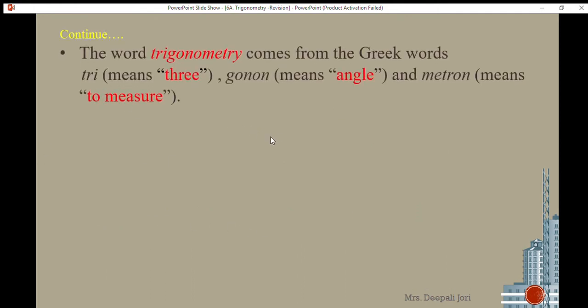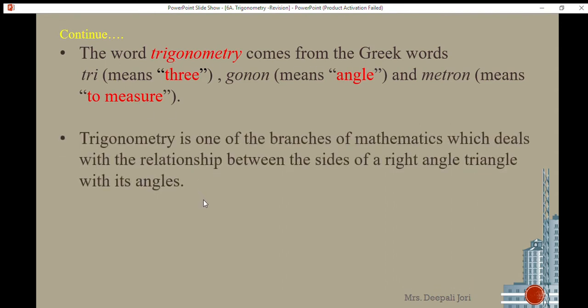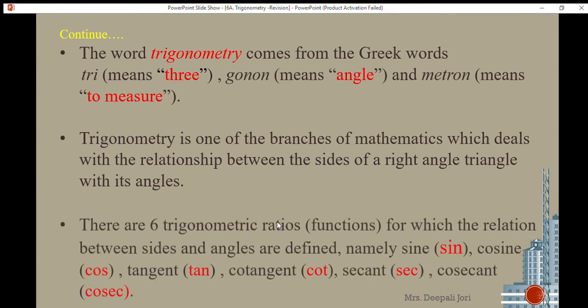Now let us go for some ancient words about trigonometry. See, the word trigonometry comes from the Greek word that is tri. Tri means 3. Gonon, here gonon it means angle and metron means to measure. So 3 angle measurement means trigonometry. Trigonometry is one of the branch of mathematics which deals with the relationship between sides of a right angle triangle with its angles. Side and angles is the trigonometry.